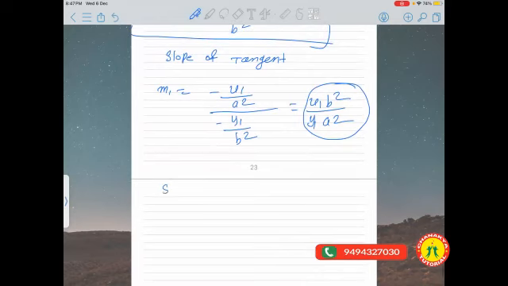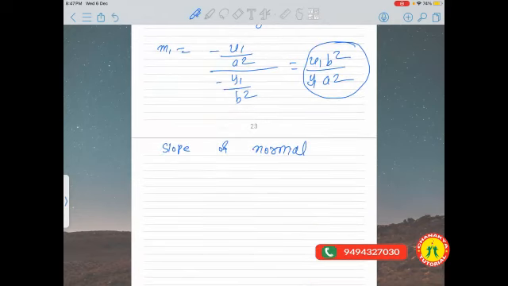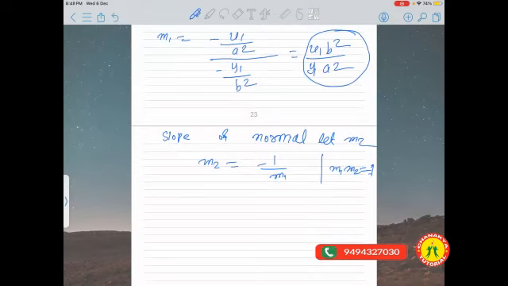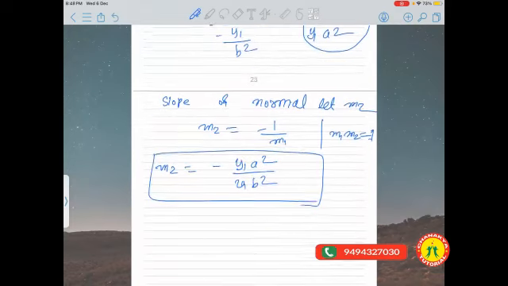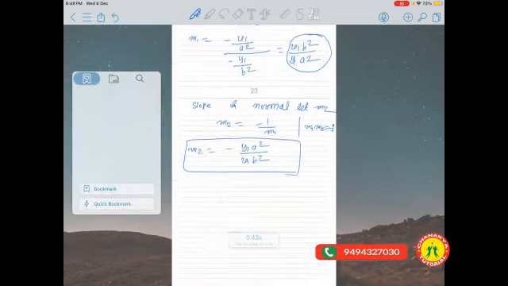Now what will be the slope of normal? Normal is always perpendicular to the tangent. It means the slope of normal, let it be m2. So m2 is equal to minus of 1 by m1, because m1 m2 is equal to minus 1. So now m2 is equal to minus of y1 a square upon x1 b square. If you know the slope and a point, we can write the equation of normal.